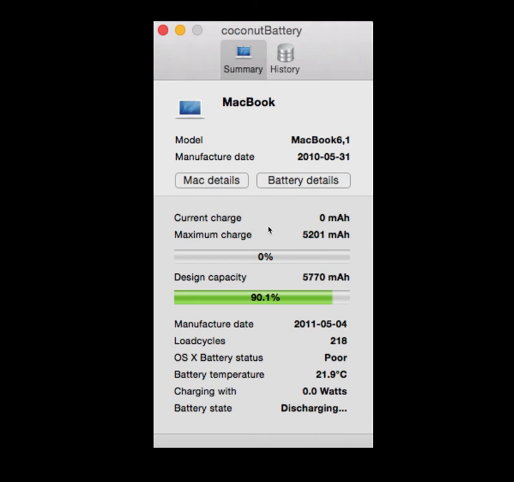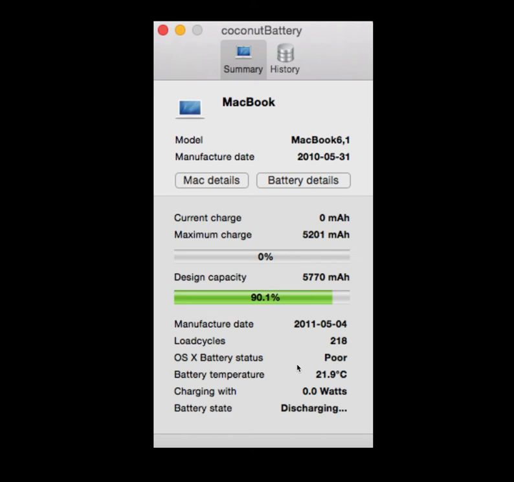So back to the normal ones. This one has no charge. Good design capacity. I mean, design capacity is what it is, but good remaining capacity, I meant to say, 90%. That's unusually good for an old battery. 218 load cycles, but it says poor, so that's probably a replace now. Again, I would put it through a load cycle, kick the tires, see what a refresh of the battery system does to the numbers. But that's unfortunate to see poor there.